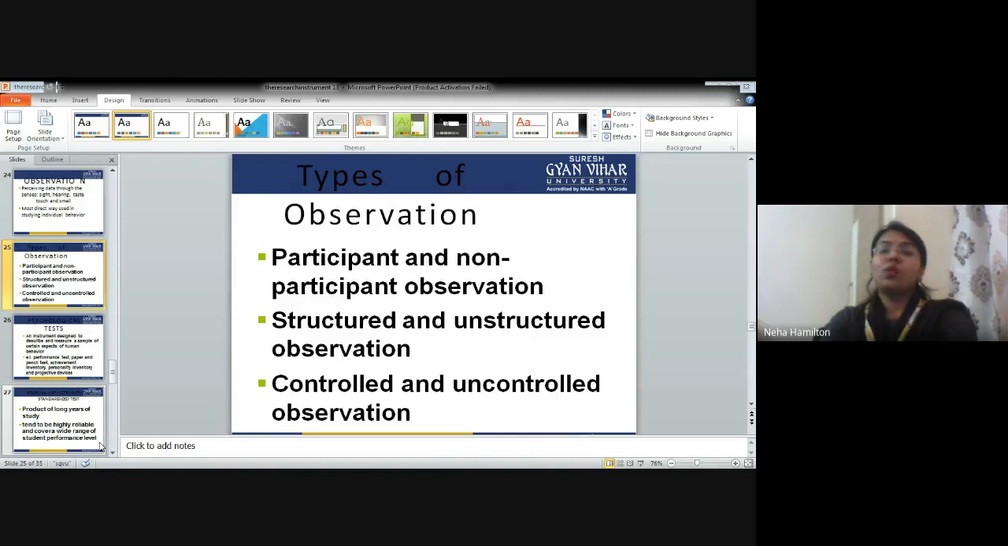Right? So, when you are informing the participant that he is participating in observation, it becomes participant observation. When the participant is not aware of the observation method, and you are just observing them from a distance, it becomes non-participant observation. Structured observation means the participant is aware of that particular thing, and unstructured observation means the participant is not aware of the particular observation. Controlled and uncontrolled observation, right?